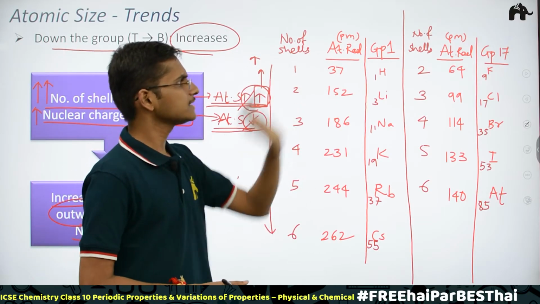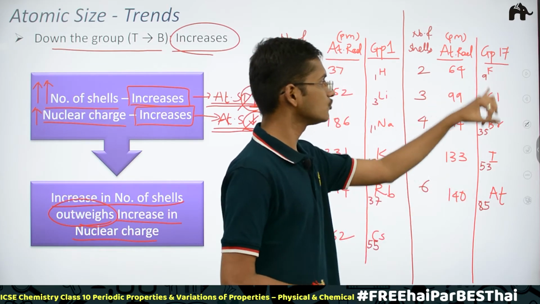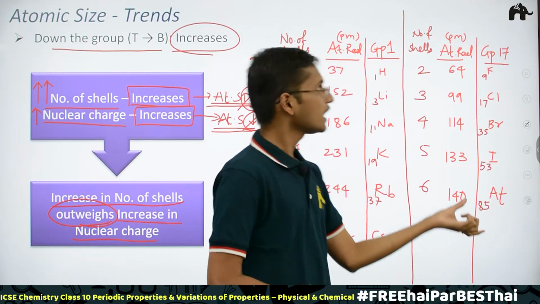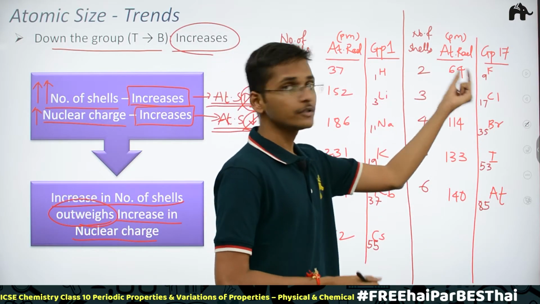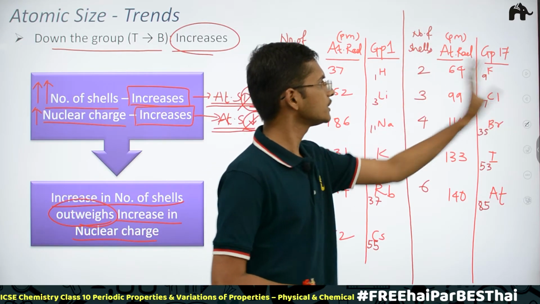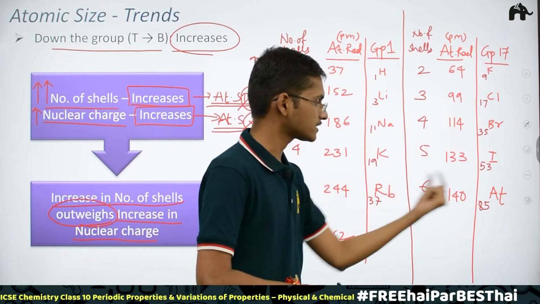Yes. Now another example is of group 17 elements: fluorine, chlorine, bromine, iodine, astatine. Here also you can see the nuclear charge is increasing consistently, 9, 17, 35, 53, 85, and the number of shells are also increasing. Fluorine belongs to the second period, therefore the number of shells in fluorine is 2. Similarly, chlorine belongs to the third period, so the number of shells in chlorine is 3, and so on. Bromine has 4 shells, iodine has 5 shells, astatine has 6 shells.